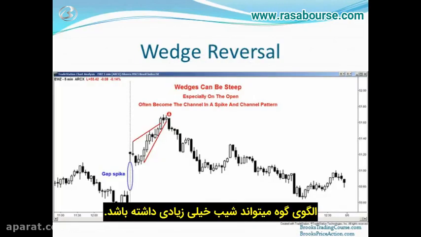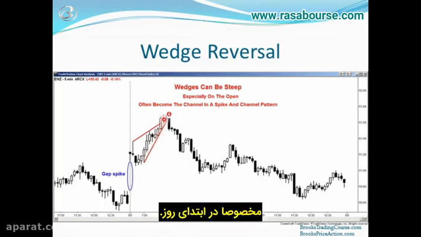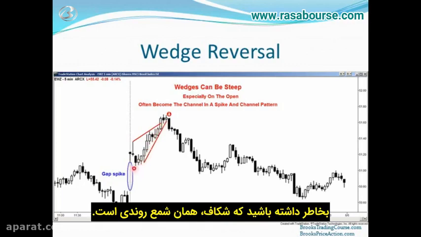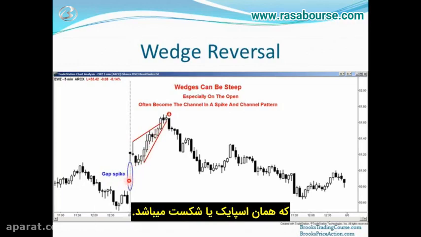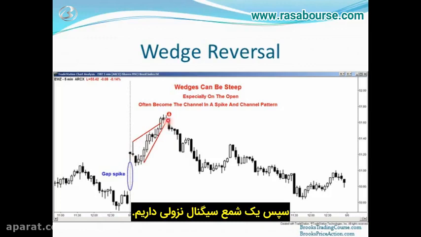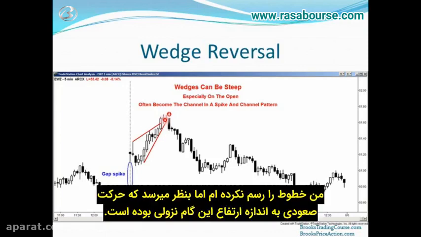Wedges can be extremely steep, especially on the open, and they often become the channel in a spike and channel pattern. Remember, a gap is effectively a trend bar. It's a spike, a breakout. So we have a gap up for the spike, and then we have a channel with 3 pushes up, and we have a bear signal bar. And since it's occurring in the open, it's probably a reasonable short. I don't have it drawn in, but it looks like it's probably around a measured move up based on the height of this leg down.